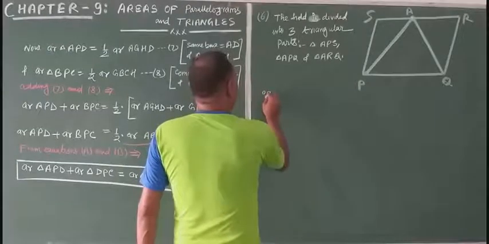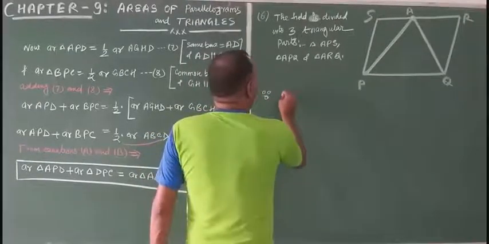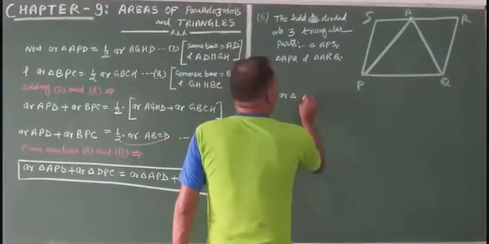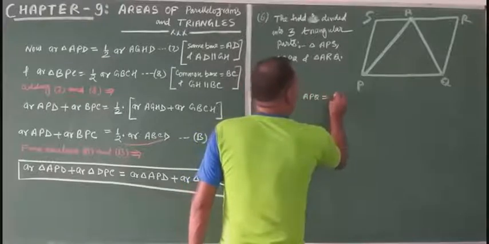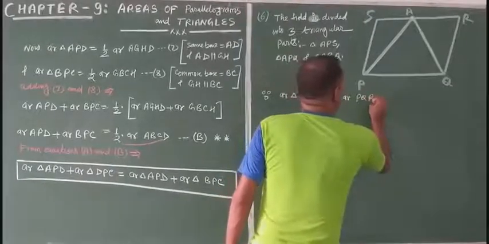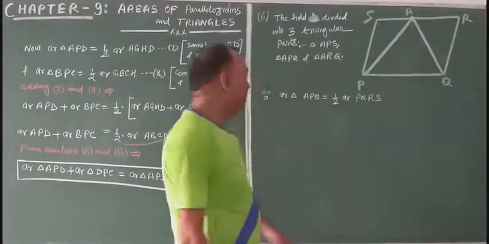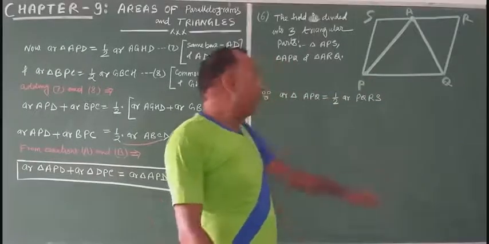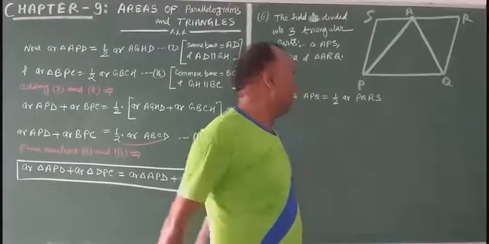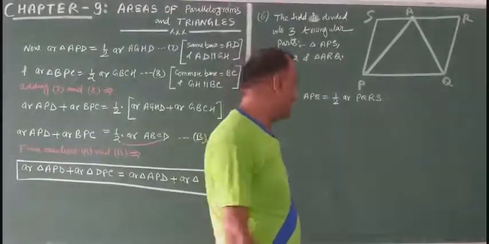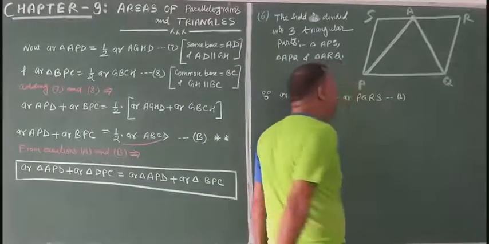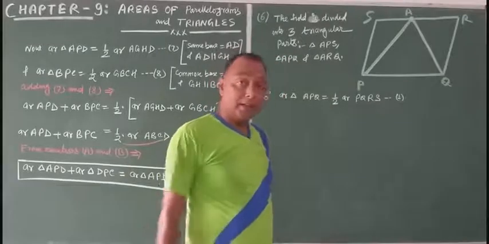Now just look here. Area of triangle APQ will be half of the area of which one? PQRS, because the triangle APQ and the parallelogram PQRS have the same base PQ, and PQ is parallel to RS or SR, because they are on the same base and between the same parallels.